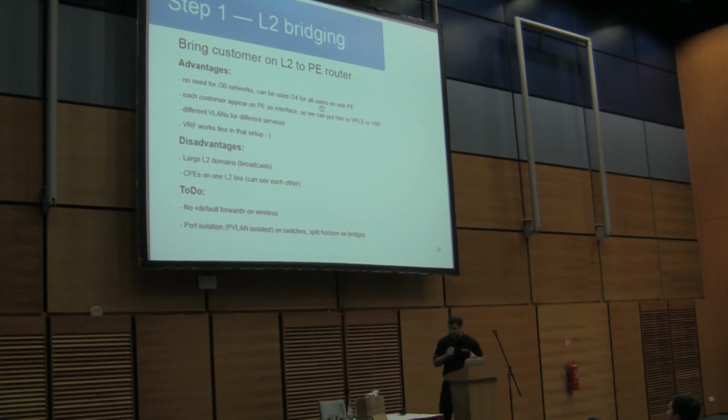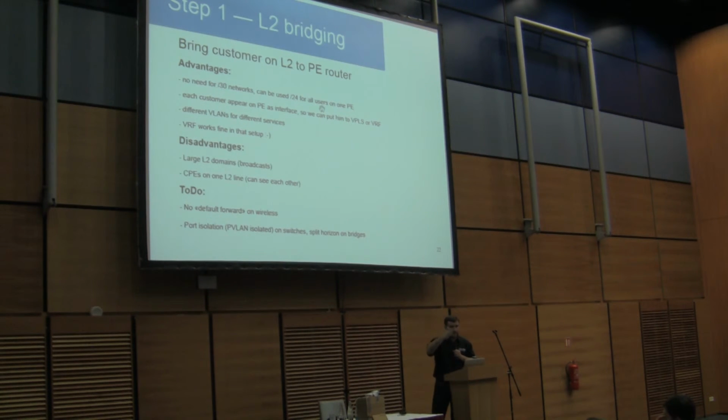So, the advantages of this approach. First of all, of course, it works fine with our VRFs. The second is that we don't need /30 networks, large networks. We can use just a /24 for all users connected to the tower. Each customer appears on the provider edge as an interface.